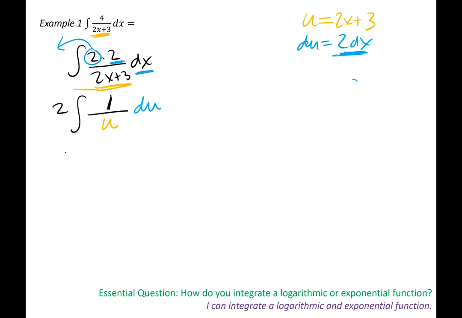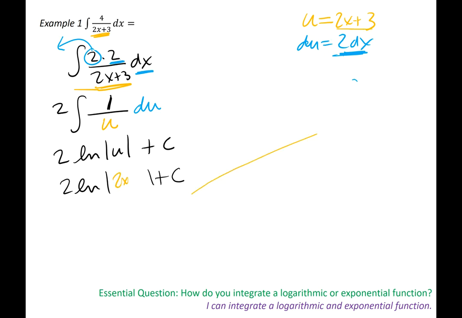All right, so it's integrated. So when we see the 1 over u, we integrate it to the natural log, the absolute value of u plus c. And then I need to substitute back in for the u. So I'm substituting in for the u, and the u is 2x plus 3. And there we go.